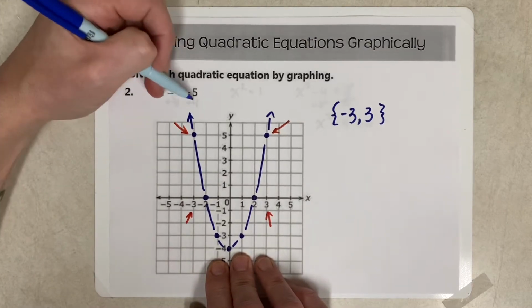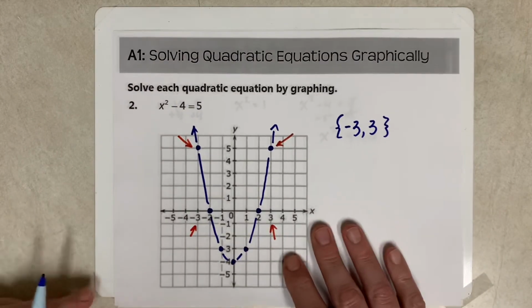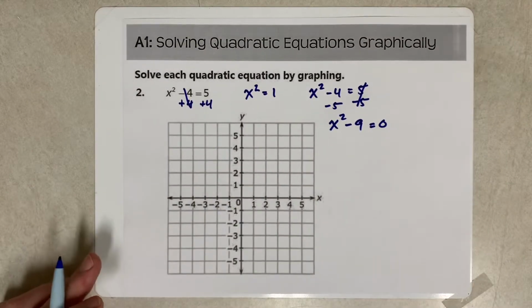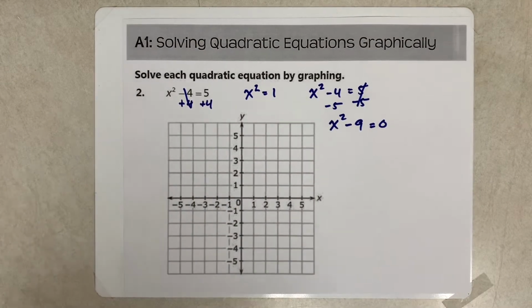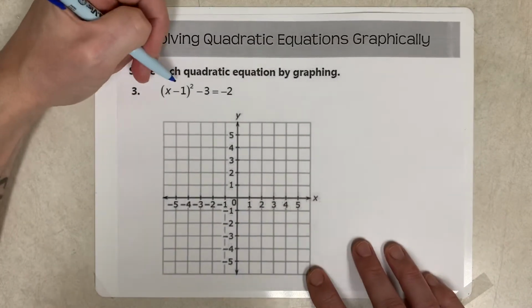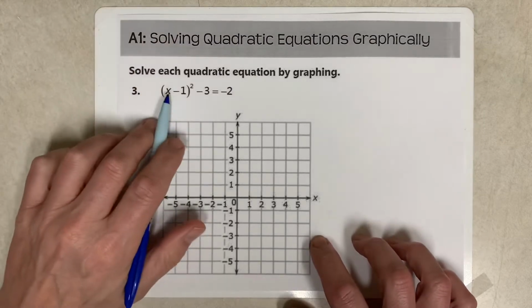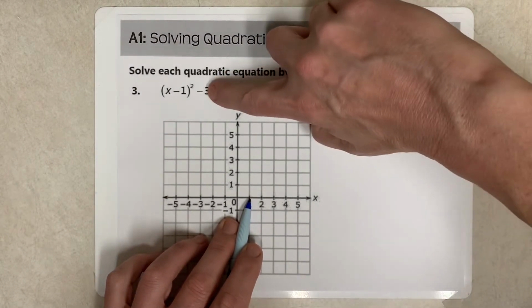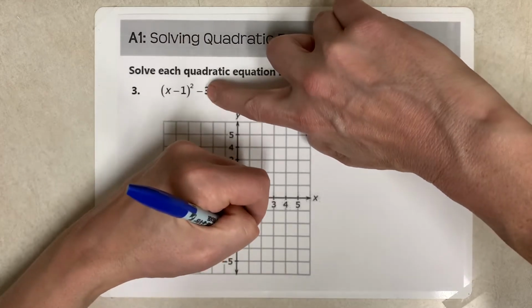Graph the left side and then see where it equals 5. Because you can do it either way. It just depends on the graph you have, and it depends on the function. So let's take a look at this one. This time, we want our function x minus 1 is going to shift the vertex 1 unit to the right, and then minus 3 is 3 units down.